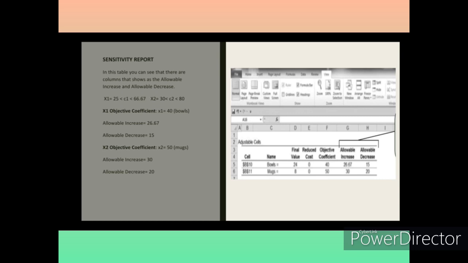Same thing for the x2 coefficient of 50 for mugs. The allowable increase of 30 results in an upper limit of 80 and the allowable decrease of 20 results in a lower limit of 30. So likewise, to get the value of the allowable increase and decrease, all we have to do is subtract the objective coefficient from the upper limit, and the result will be the allowable increase, and subtract the lower limit from the objective coefficient, and the result would be the allowable decrease.